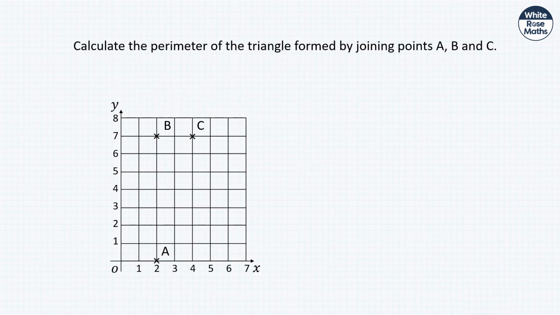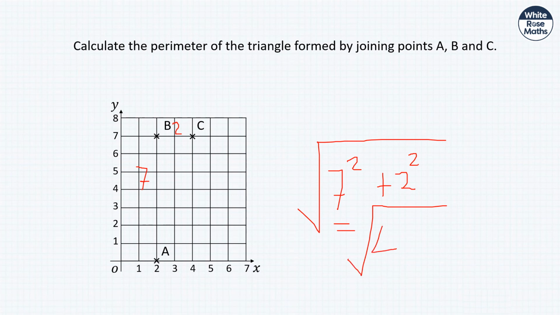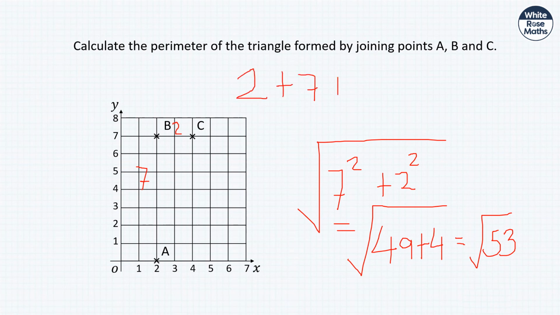Calculate the perimeter of the triangle formed by joining points A, B, and C. So it's 0 to 7, so it goes up 7, goes across 2, so it'd be 7 squared plus 2 squared, square rooted, so that'd be the square root of 49 plus 4, which would be the square root of 53, leaving it in its exact form. So the perimeter will be 2 plus 7 plus root 53. So in exact form, the answer would be 9 plus root 53.